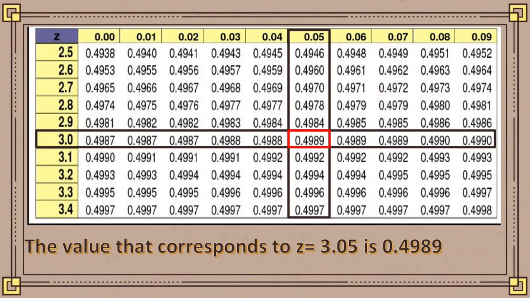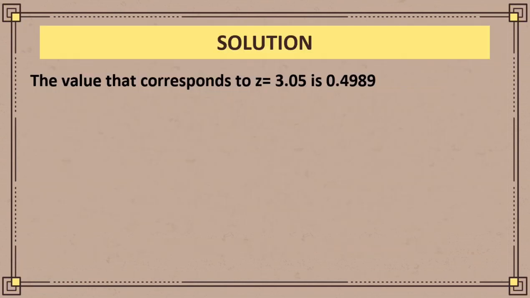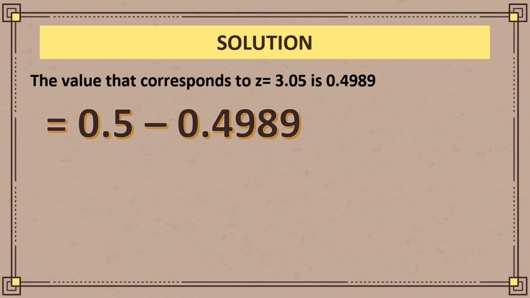Okay, now, since our clue word is above and our given is positive, we will subtract 0.4989 from 0.5. So, 0.5 minus 0.4989, the answer will be 0.0011.